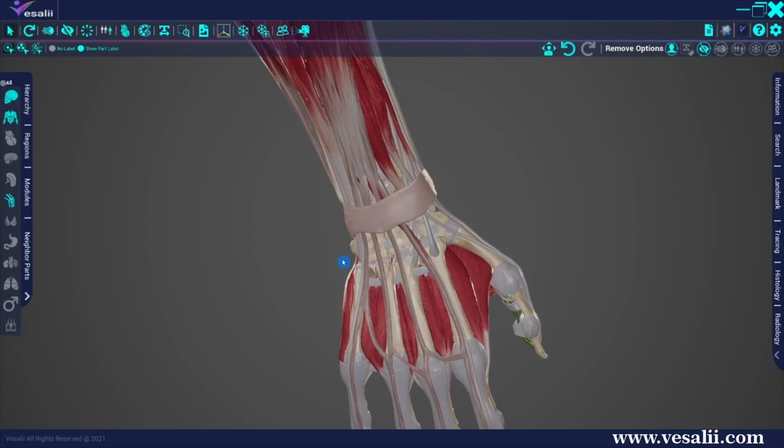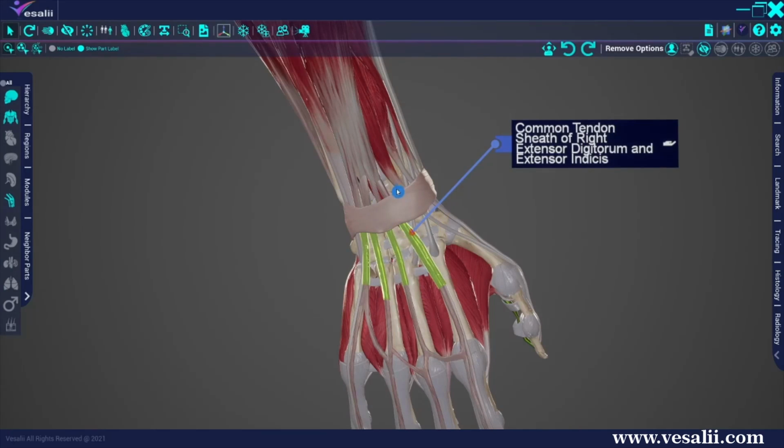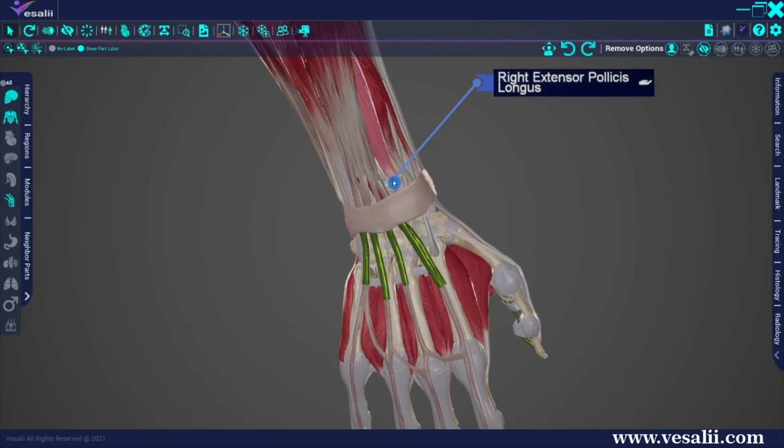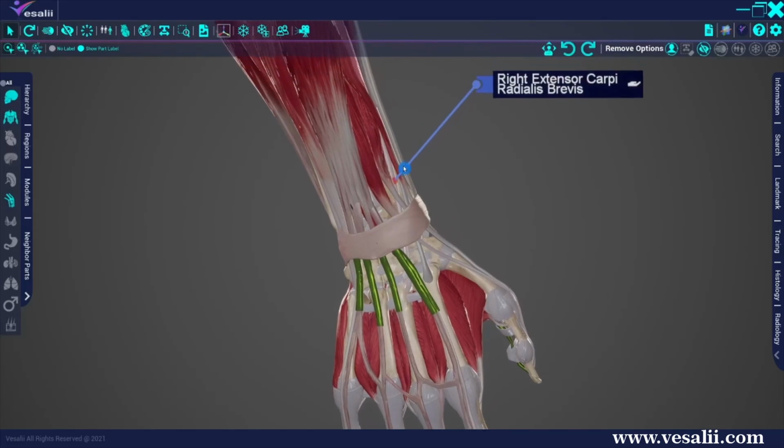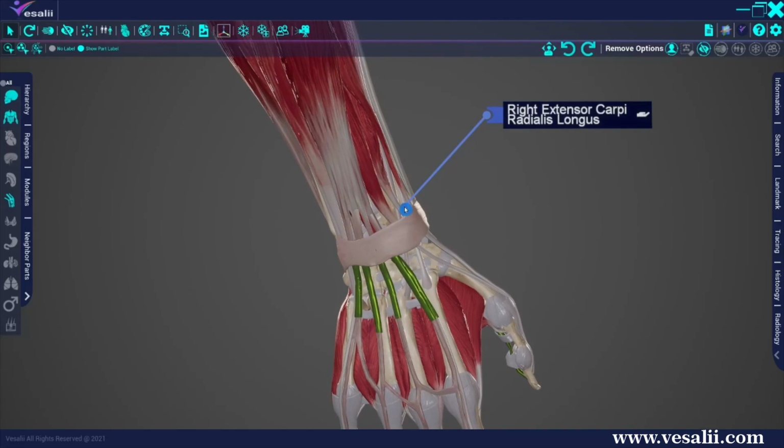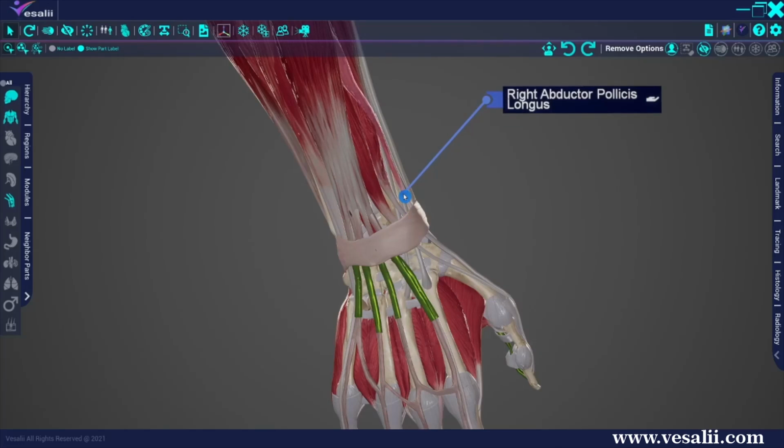The structures passing deep or beneath the extensor retinaculum from medial to lateral are the tendon of extensor carpi ulnaris, the tendon of extensor digiti minimi, the tendons of extensor digitorum and extensor indicis that share a common synovial sheath, the tendon of extensor pollicis longus, the tendons of the extensor carpi radialis brevis and extensor carpi radialis longus, extensor pollicis brevis and abductor pollicis longus.